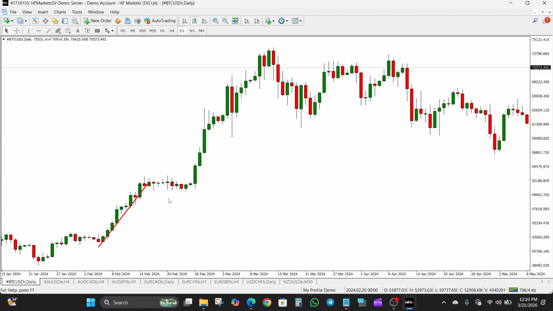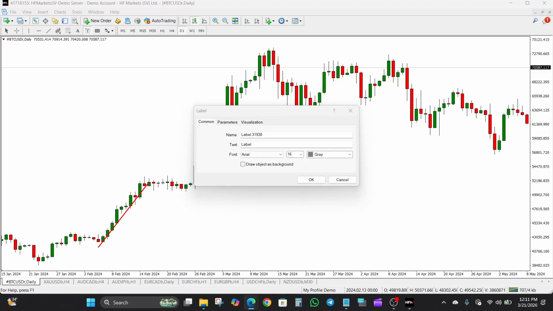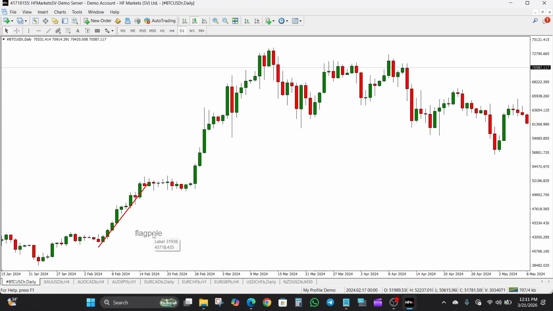First of all, you have to see a strong impulsive move. This is called the flagpole, right? It shows that buyers or sellers are in control. If it's a bullish flag, it's going to be buyers that are in control. If it's a bearish flag, of course, it's going to be sellers in control.